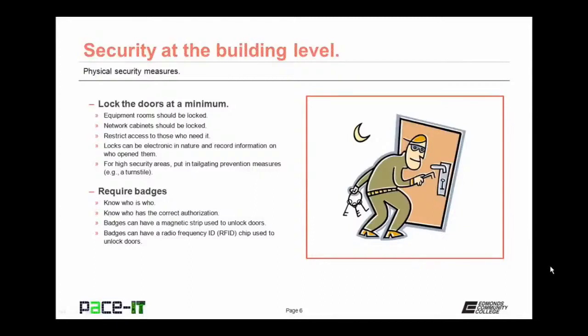Now, you can use electronic locks, and a good thing about those is they are capable of recording information on who opened them and when. If you are in a high security area, you might want to think about installing tailgating prevention measures. Tailgating is when somebody without authorization follows directly behind somebody who is authorized. A turnstile can prevent tailgating.